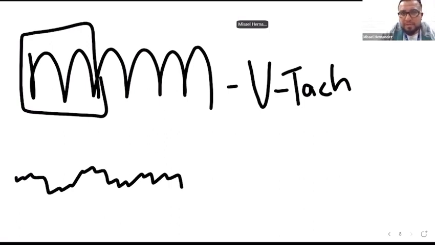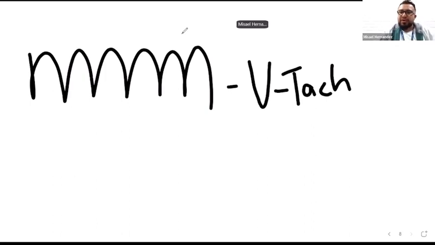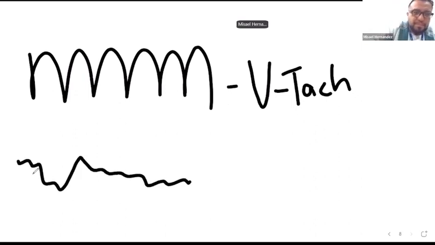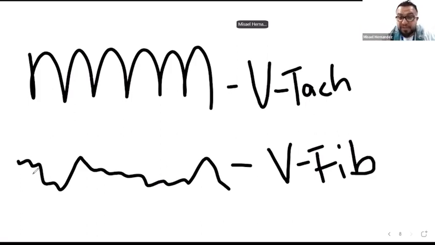Okay, what about this one? Oh, before we actually talk about that one, with this whole VTAC thing, notice that in VTAC, it's still predictable. There's a particular rhythm to it. It's uniform. You can guess what the next complex is going to look like. Those are the features of ventricular tachycardia. But what about this one? It's chaotic. I don't see a PQRST, so I know for sure it's a ventricular issue. But because it's chaotic and non-uniform, we know that this is ventricular fibrillation. Okay, and we'll talk about the interventions of these in just a bit.